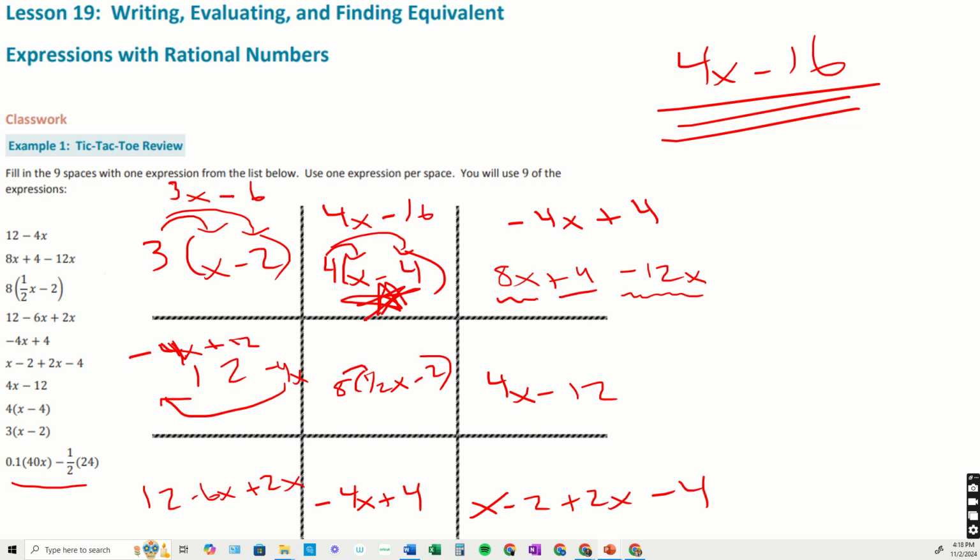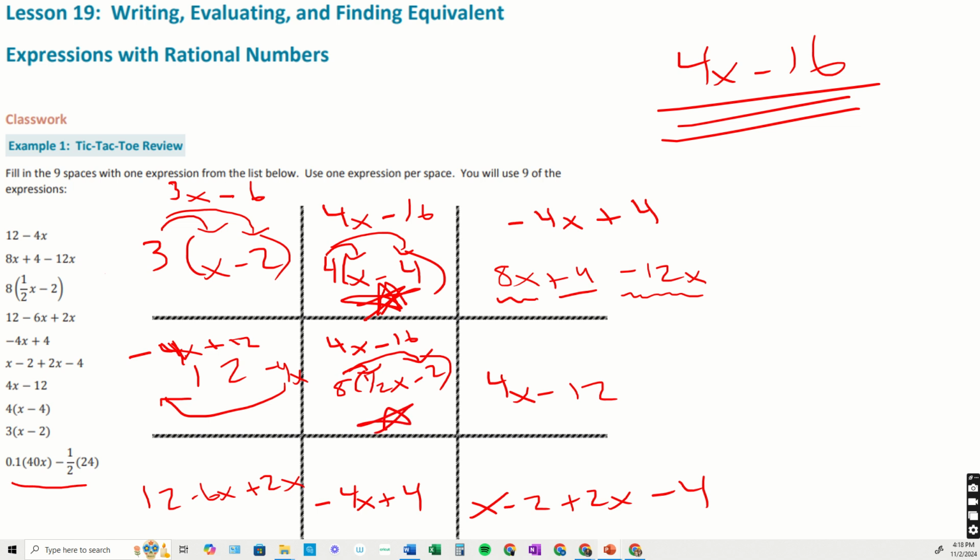Here we would distribute 8 times 1 half, or what's half of 8? Half of 8 is 4, so I've got 4x. And then 8 times negative 2. 8 times 2 is 16, so 8 times negative 2 would be negative 16. Hey, that one does match there, so I'm going to go ahead and throw a star in.